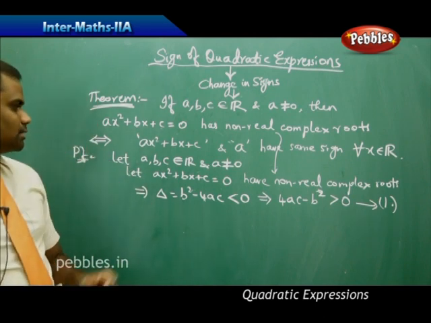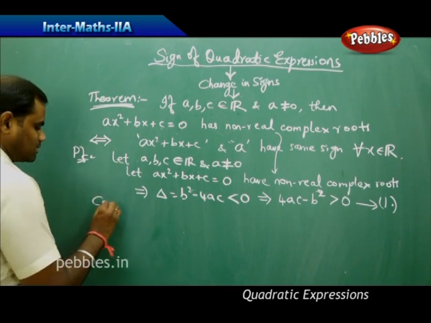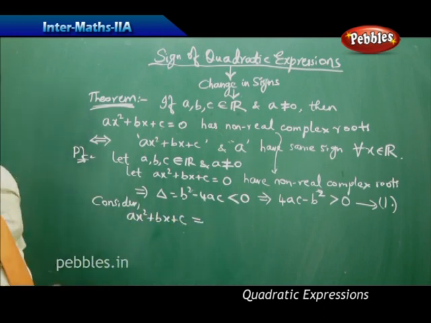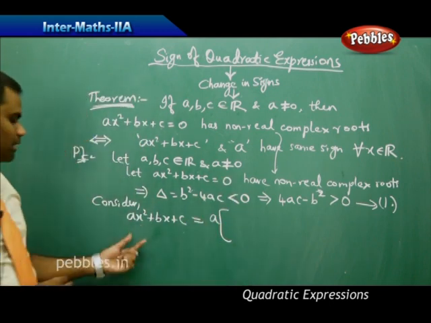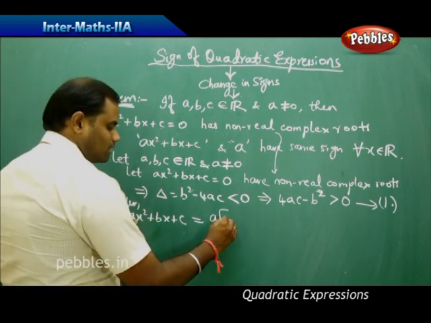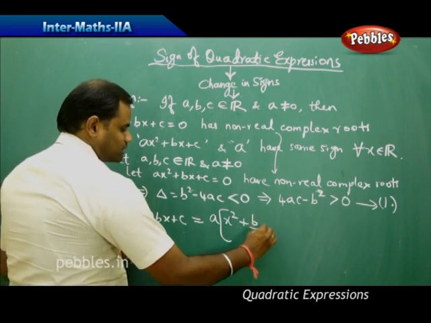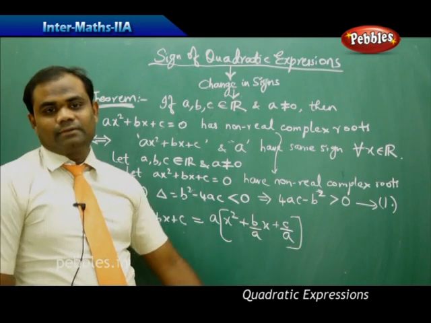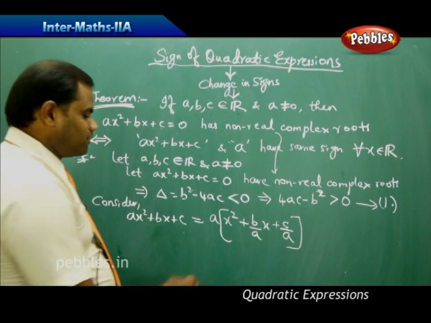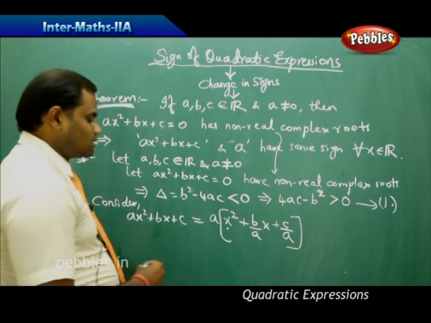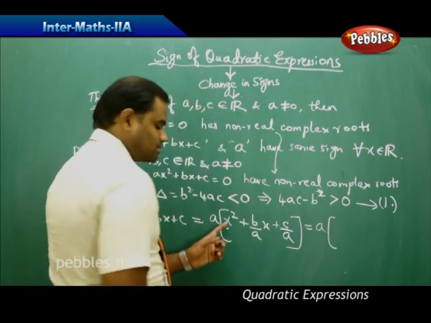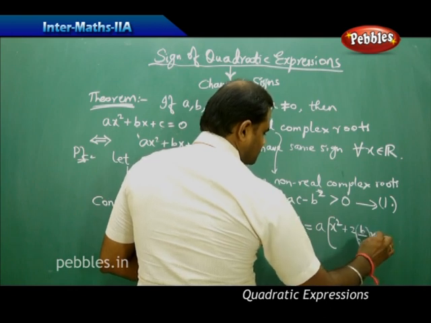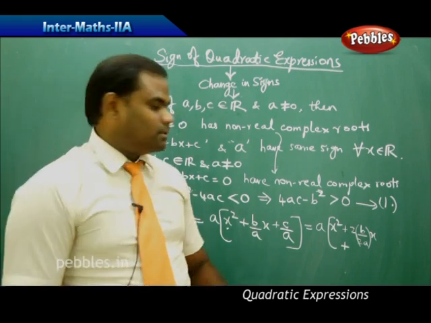To do that, initially I consider the quadratic expression ax squared plus bx plus c. I take a common out here. When I take a out, this comes as x squared plus b over a x plus c over a. So I am going to make this a perfect square by using the complete square form. For that, I write x squared plus 2 times b by 2a times x, because I need a squared plus 2ab.